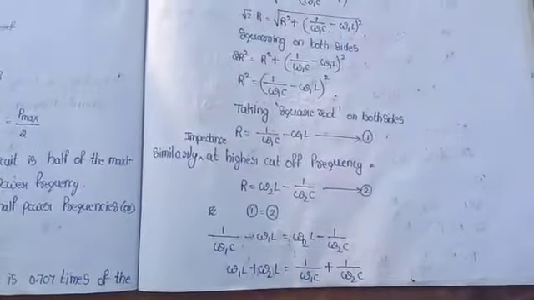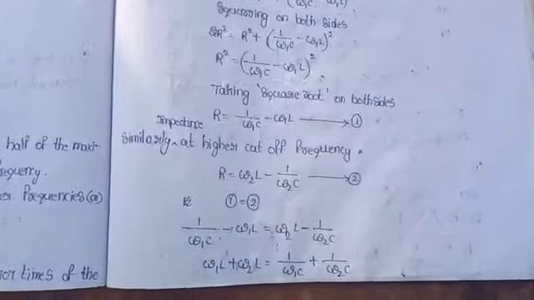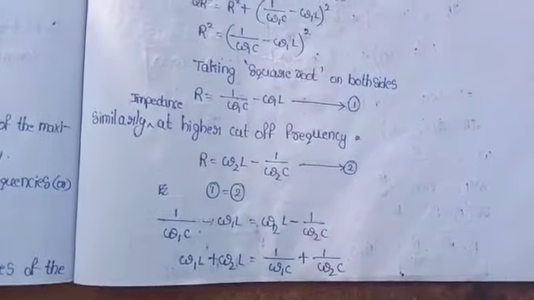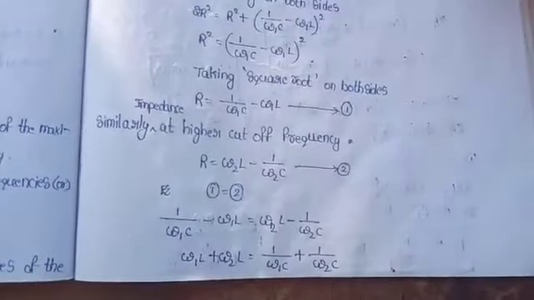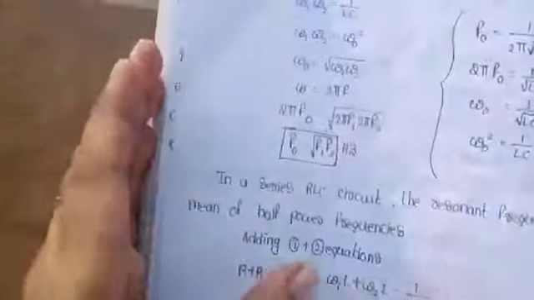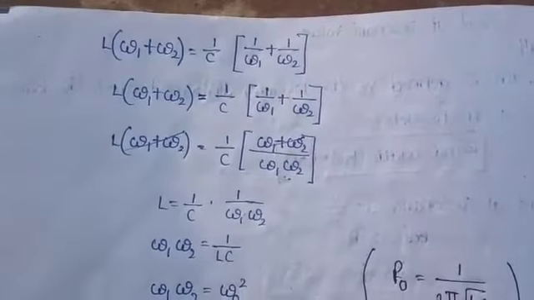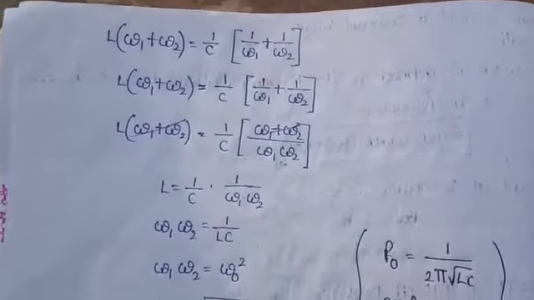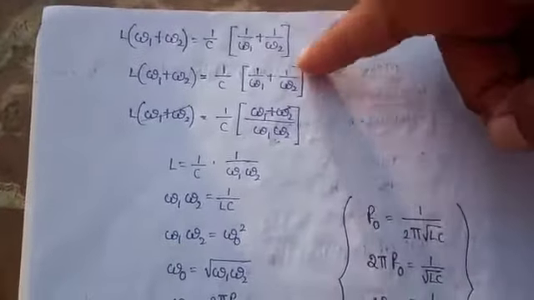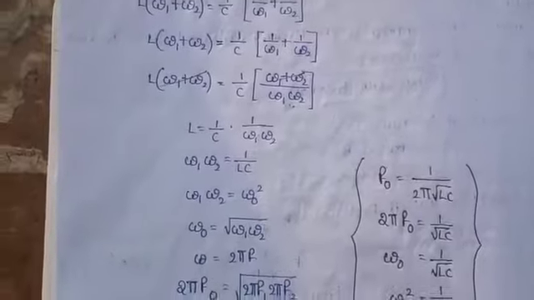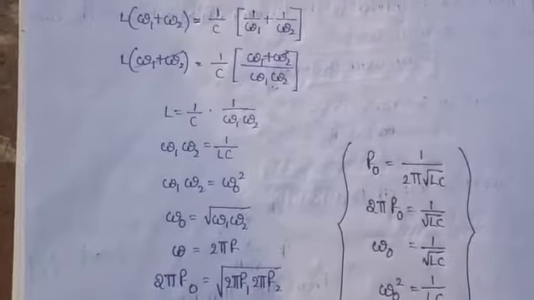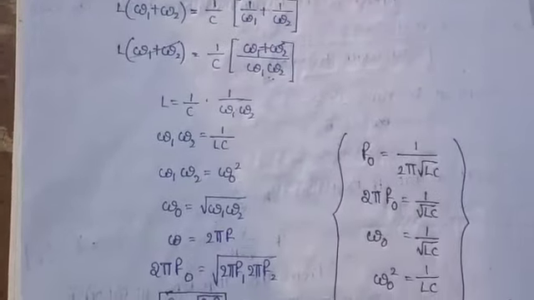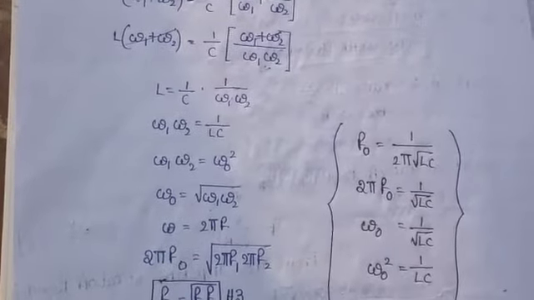1 by omega 1 C minus omega 1 L equals the right hand side of equation 2, and after rearranging all these equations, L into (omega 1 plus omega 2) is equal to 1 by C into (1 by omega 1 plus 1 by omega 2). After rearranging all these things, L equals 1 by C omega 1 omega 2. So that is omega 1 omega 2 is equal to 1 by LC.